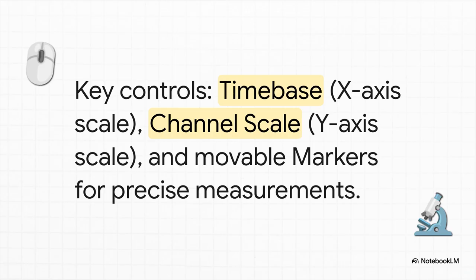I know. All those knobs and buttons can look pretty intimidating at first. But don't worry, we only need to care about a few key things. See this control here? That's the time base. Think of it as the zoom for the horizontal or time axis. This one over here is the channel scale. That's our zoom for the vertical or voltage axis. And see these little lines we can move around? Those are markers, and they're going to be a handy shortcut for us in a little bit.